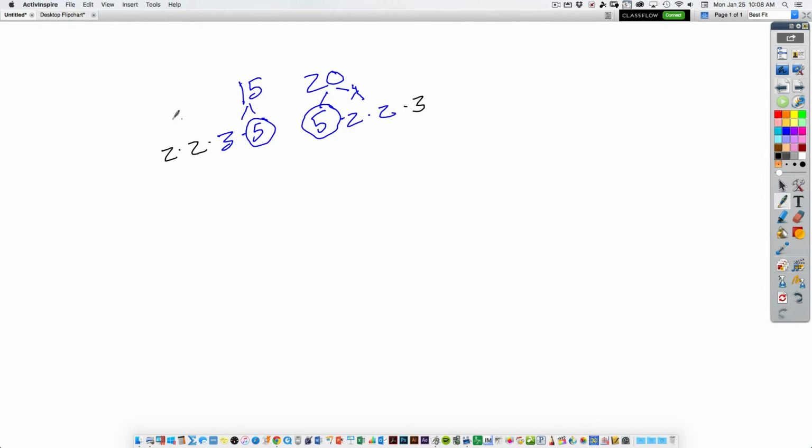Your goal is to get all the numbers the same, excuse me. So we have 2, 2, 3, 5 on both sides. Now they're the same, we multiply them back together. 5 times 2 is 10, times 2 is 20, times 3 is 60. So the lowest common multiple is 60.